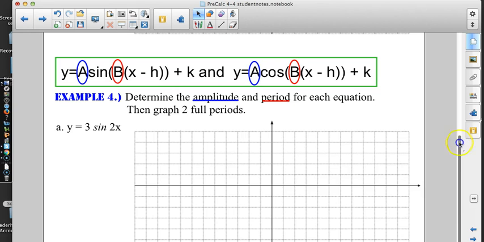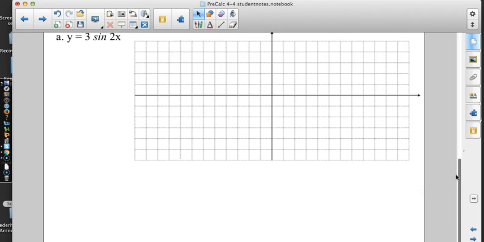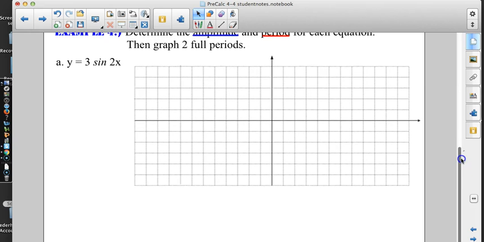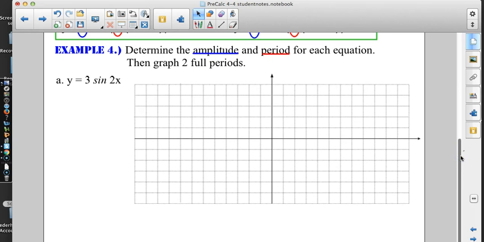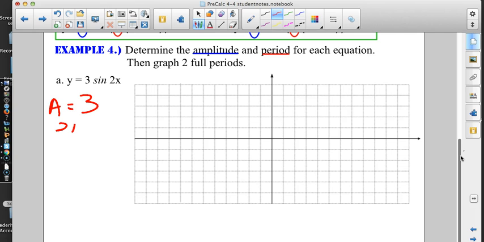So determine the amplitude and period for each equation and graph two full periods. What's A? 3. So already in my head, I'm seeing up 3 and down 3. Now this is definitely going to be a vertical stretch here. The 2x part, well, we just saw that in the other one, but we take a second and say, okay, that's going to be this again. So that's going to give us 1 pi for the period.